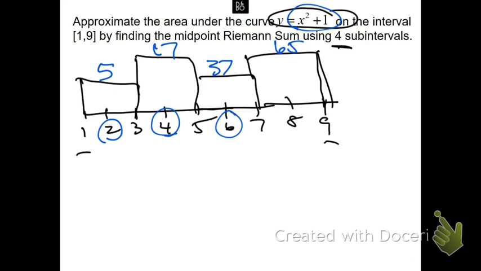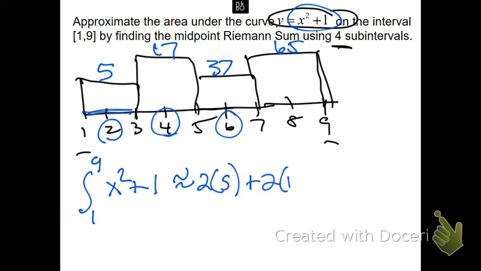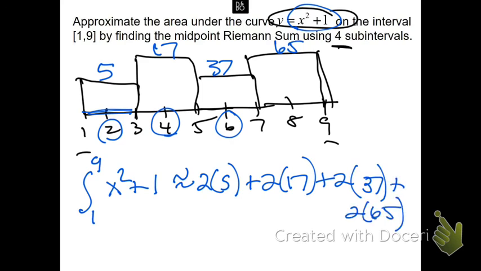And now I can easily get the integral that approximates the area, the integral from 1 to 9. And it is approximately width of 2 for all of these. So 2 times 5, 2 times 17, 2 times 37, and 2 times 65. You can add all that up to get the final answer. Okay, that's a midpoint rule. When they don't give you the table, you can either make your own table or just do a quick approximation. Obviously, this is not drawn to scale. I put the 37 below the 17. I don't really care. This is just for my own visualization.